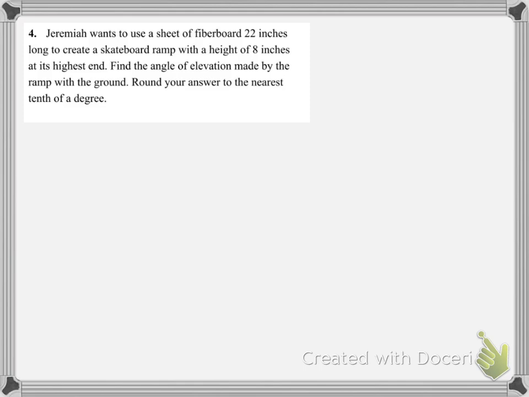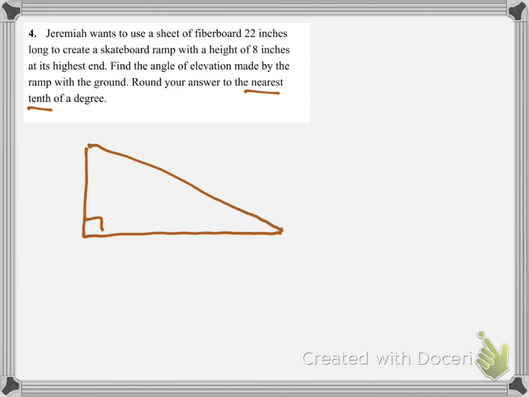All right, last one. Jeremiah wants to use a sheet of fiberboard 22 inches long to create a skateboard ramp with a height of 8 inches at its highest end. Find the angle of elevation made by the ramp with the ground. Round your answer to the nearest tenth. Okay, so here's our triangle. All right, so here's the ramp. Here's the ground. Okay, so now the fiberboard is 22 inches long to make the ramp. So the ramp is 22 inches.